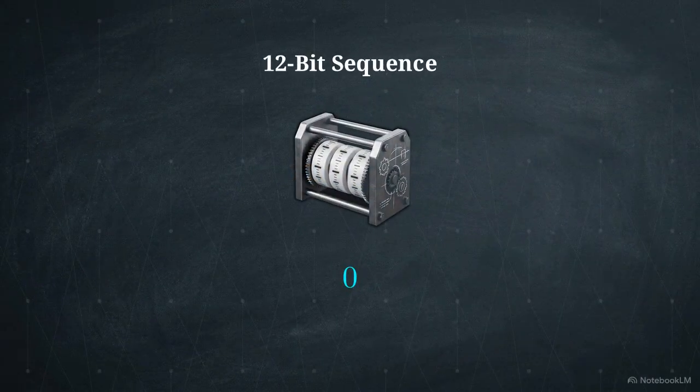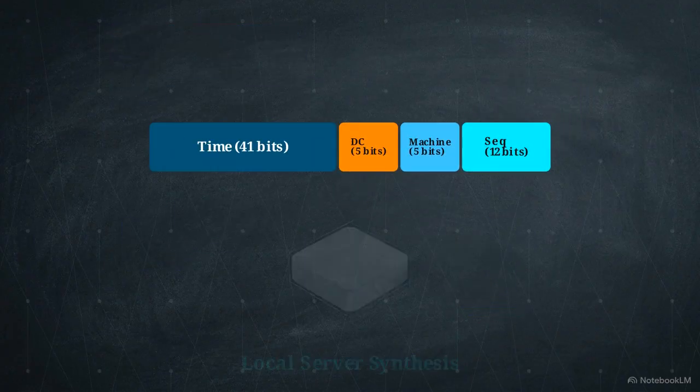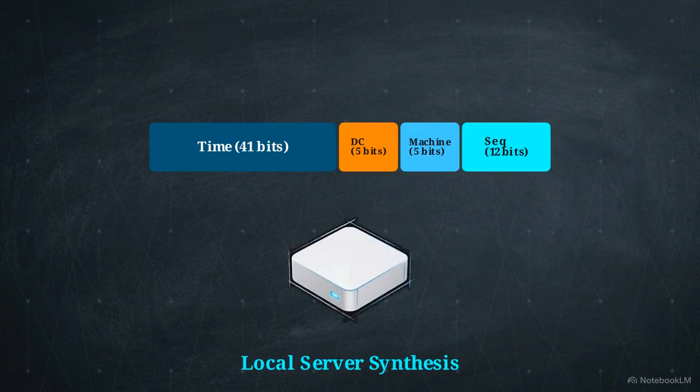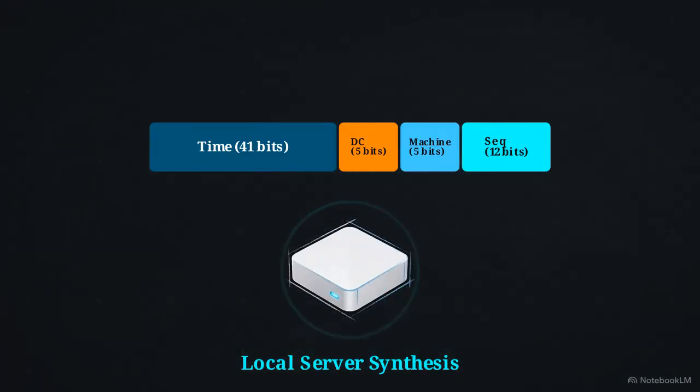The final 12 bits hold a sequence number. If a single machine generates multiple IDs within the exact same millisecond, this sequence increments, allowing up to 4,096 unique IDs per millisecond on each machine. The web server pieces these bits together locally. It never queries the network to get its next ID.